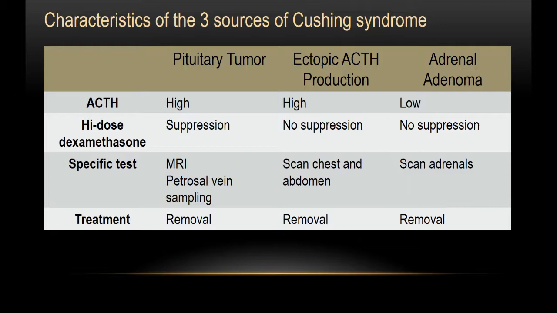Some specific tests for the pituitary tumor: you can do MRI, you can do petrosal vein sampling, you can measure the level of ACTH in the petrosal vein that comes out of the pituitary. If you have too much ACTH in it, this is definitely a pituitary tumor. Ectopic ACTH production usually comes from tumors in the chest and abdomen, so scan the chest and abdomen. Adrenal adenoma, scan the adrenals. And the treatment will be the same for the three of them: remove the adenoma, remove the tumor, remove the cause of increased ACTH.